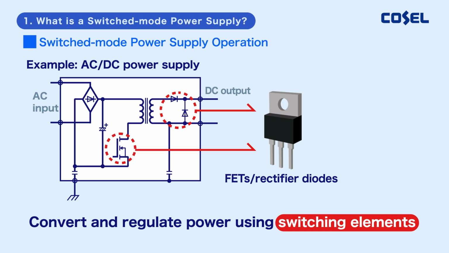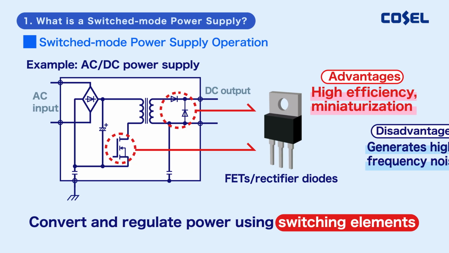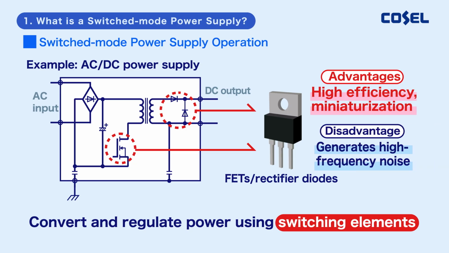Adopting this method not only realizes high efficiency and contributes to energy conservation, but also enables the product itself to be miniaturized, which has the advantage of reducing the space occupied by your equipment. However, a disadvantage is the generation of high-frequency noise due to the high-speed switching of switching elements.